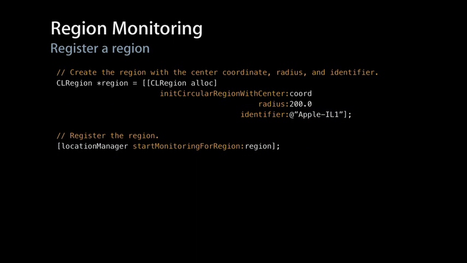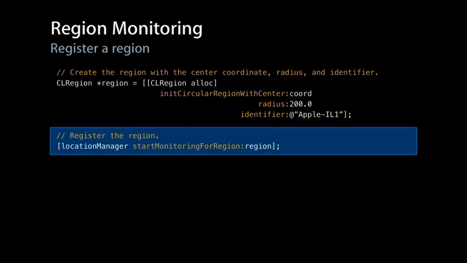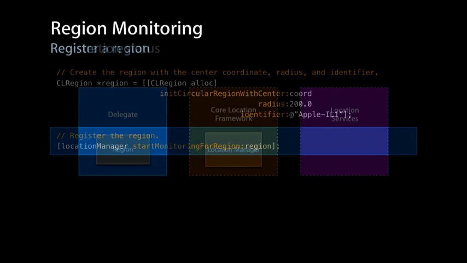Finally, you can register the region with location services by first creating the CLRegion object, which you just did, and then you call start monitoring for region, handing in the region object that you just created. You call this on the location manager, and it's going to talk to location services to register the region. So let's see that in action.